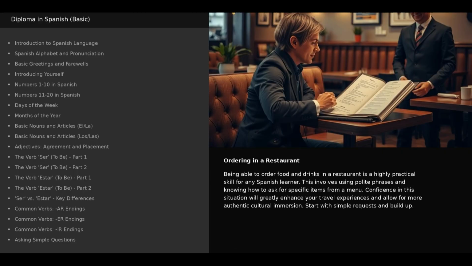Ordering in a restaurant. Being able to order food and drinks in a restaurant is a highly practical skill for any Spanish learner. This involves using polite phrases and knowing how to ask for specific items from a menu. Confidence in this situation will greatly enhance your travel experiences and allow for more authentic cultural immersion. Start with simple requests and build up.